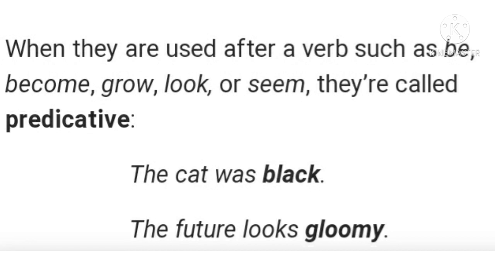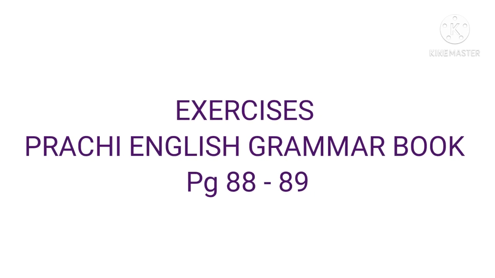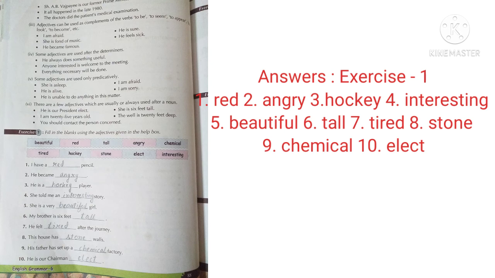Done? Understood? Now let's do the exercises as given on page number 88 and 89 of Prachi English Grammar Book. Look at exercise 1. Fill in the blanks using the adjectives given in the help box. So here options are given, and as per the option we have to fill in the blanks. Like, I have a dash pencil. Here we cannot use beautiful, tired, hockey, tall or stone. So we have to find out the exact option that will match this. So, I have a red pencil. Like that I have completed all the 10 fill in the blanks.